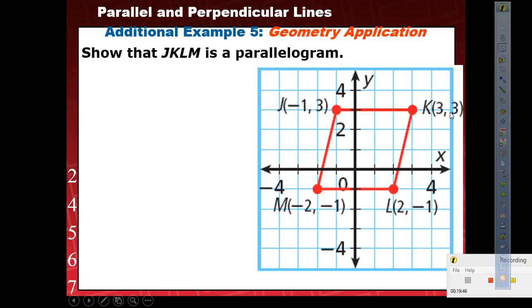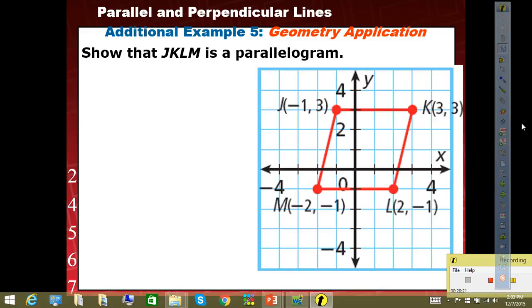Point K is 3, 3. Point L is 2, negative 1. And point M is negative 2, negative 1. Copy that. Then we'll go over this one together. Go. All right, here we go. So, first things first.